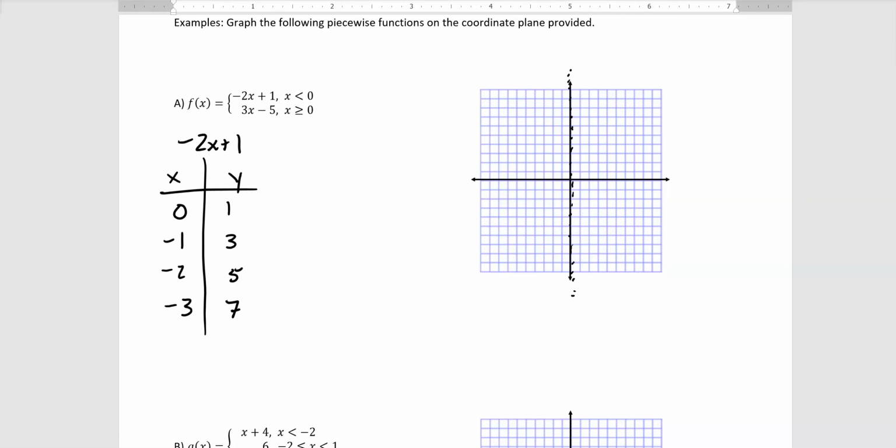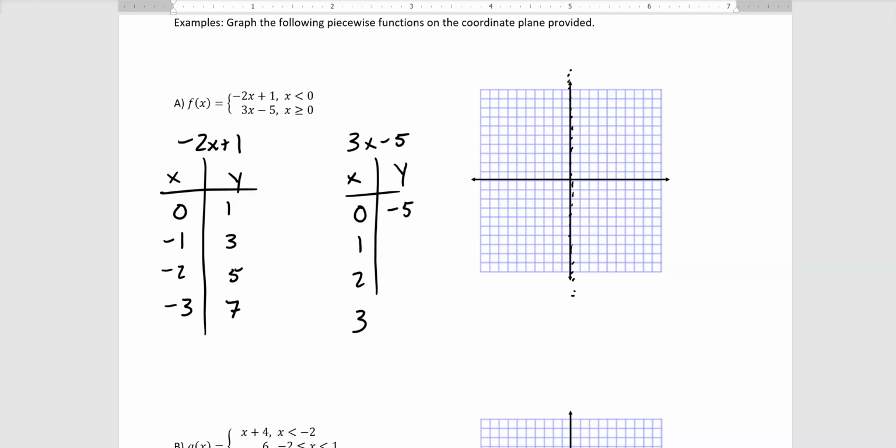We can see that pattern starting to develop there. Okay, now let's do the other one. 3x minus 5 when x is greater than or equal to 0. So I will start with 0, and I'll go up from there. 2, 3. So that gives me -5.